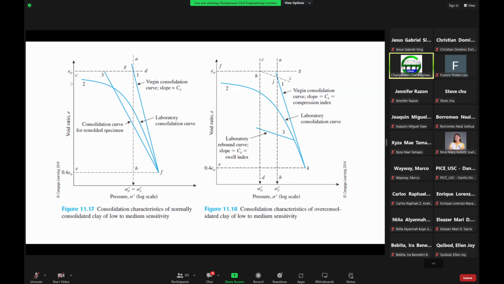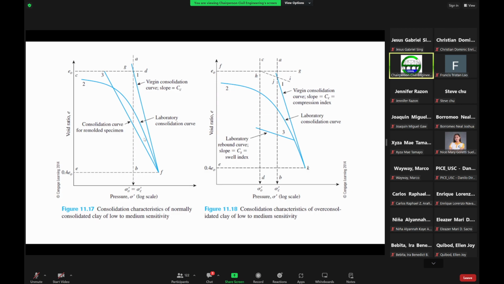Here for the normally consolidated clay, we now call this the virgin consolidation curve, wherein the slope for this virgin consolidation curve is what we call the C sub C, or the compression index. And then this one here also is the consolidation curve in the case of a remolded specimen. So this is now the laboratory consolidation curve.